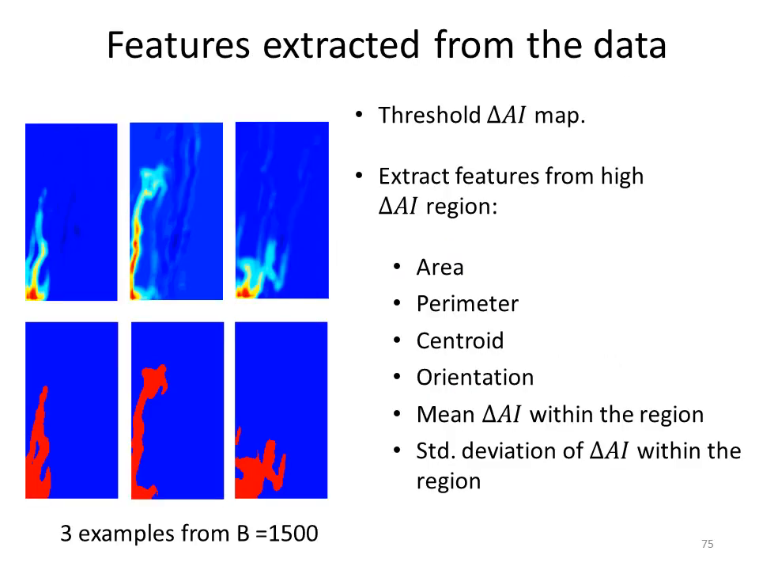So let's just take a look at that example. Here we have the seismic time-lapse information, the change in the seismic impedance as the reservoir is produced, and we extract some features of those areas. For example, the area, perimeter, centroid, orientation, and so on. These are of course just 3 examples from 1500.